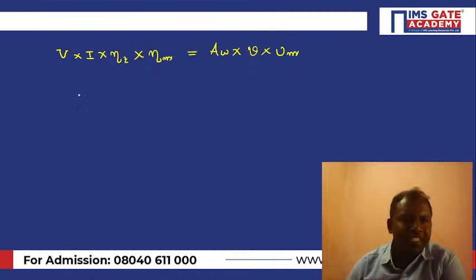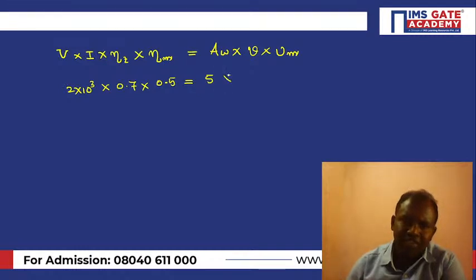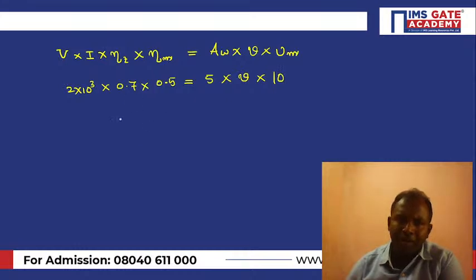Now how much power is given? 2 kilowatts. V into I equals power, that is 2 into 10 cube watts I'll write. Heat transfer efficiency is 0.7. Now melting efficiency 0.5. Area of the weld bead 5 mm square is given. Welding speed we don't know. Unit melting energy is given, 10 joule per mm cube.